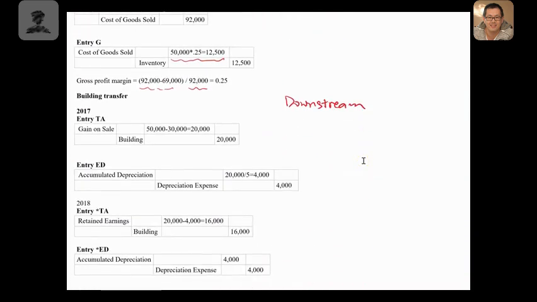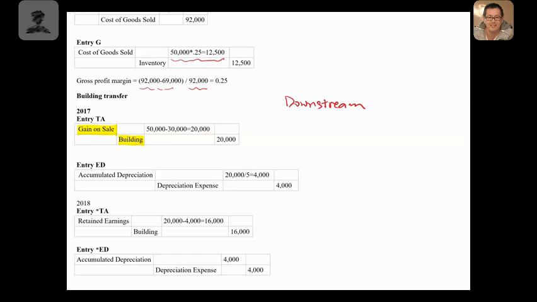Okay, so then we are going to use entry TA to eliminate this intra-entity gain. And also because the building is overstated by $20,000 in this transaction, we need to adjust the building to its actual cost or actual book value. So debit gain on sale and credit buildings.